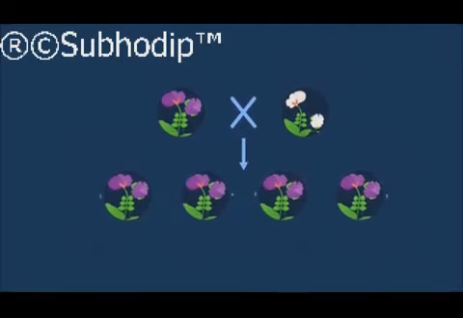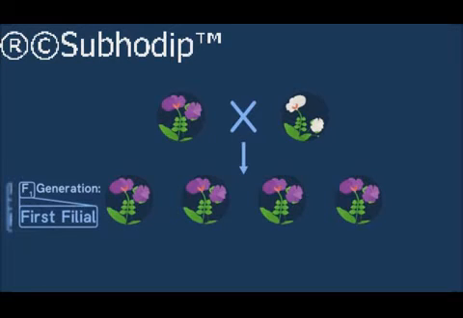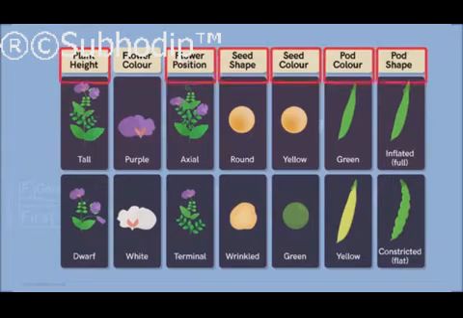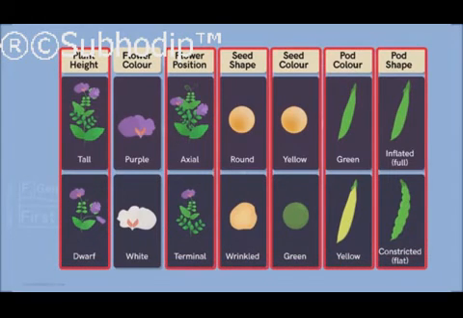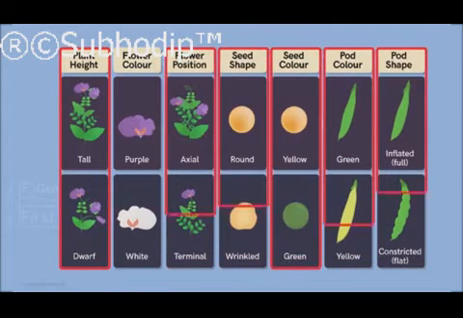The first set of results were that all the plants in the first or F1 generation were with purple colored flowers. Here, the term F1 indicates the first filial generation. In this case, he considered color of the flower as a character. Did he cross pea plants having other characters too? Yes, he considered all the other characters like plant height, seed color, and so on.